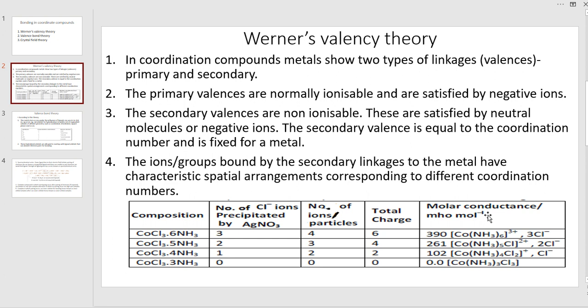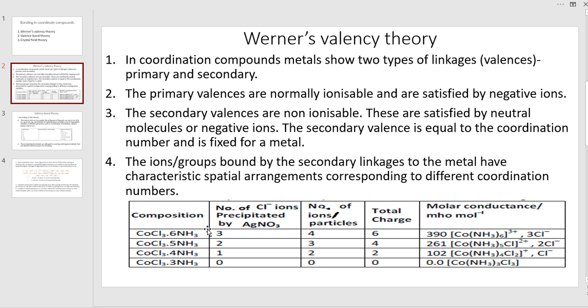In this theory there is no explanation about the bonding between the central metal ion and the ligand. There is an explanation about arrangement, but no explanation about bonding. No explanation about primary valency. The primary valency is not explained by this at all. What he explained is not according to the modern concept, right? Because in the modern concept we do not believe that it is only ionizable; it may or may not be. So this is Werner's valence theory.